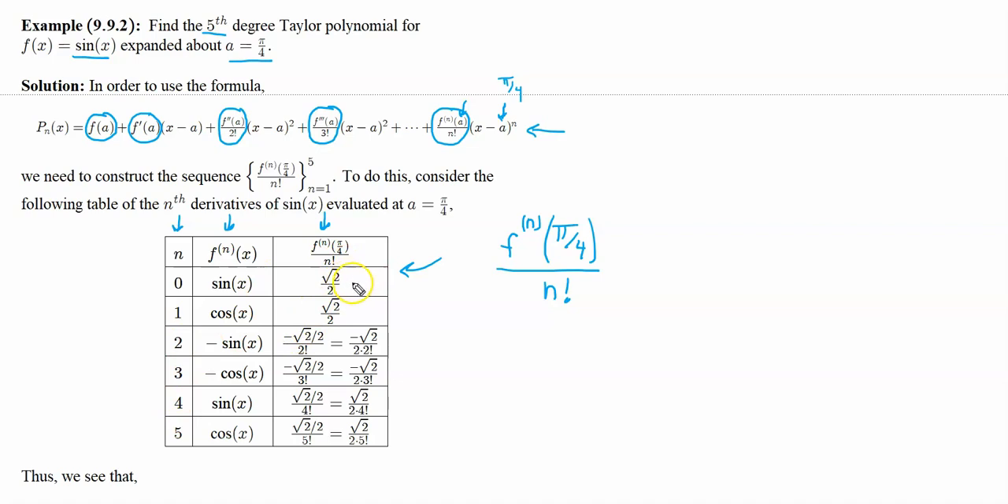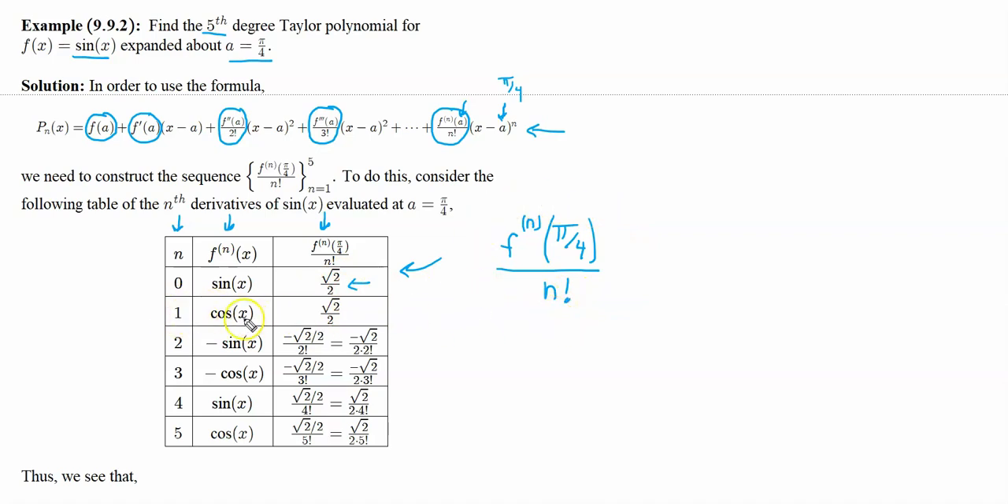So to evaluate our first coefficient right here, we put pi over 4 in for this x, and we just get root 2 over 2. Notice the sine of pi over 4 is the square root of 2 divided by 2. Now keep in mind for this first value, n is 0, and 0 factorial by convention is 1. And so the denominator here is just going to be 1. So we just get root 2 over 2 when n is 0.